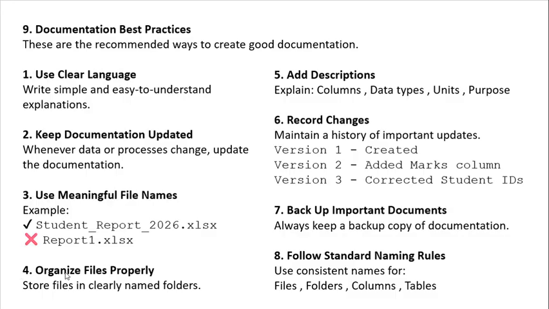Fourth is organize the files properly, and store the files in clearly named folders. Fifth is add the descriptions like columns, data types, unit, purpose. And sixth is record the changes, maintain the history of important updates like version 1 is created, version 2 is added the marks column, and version 3 is corrected the student IDs.